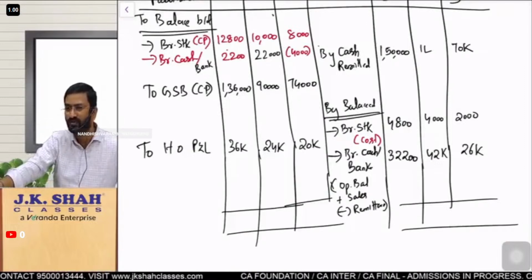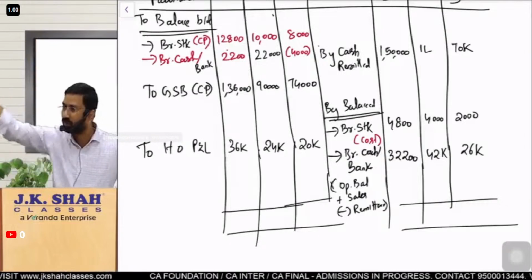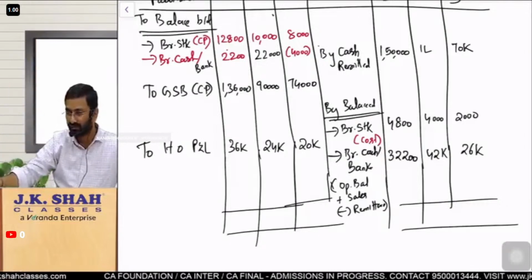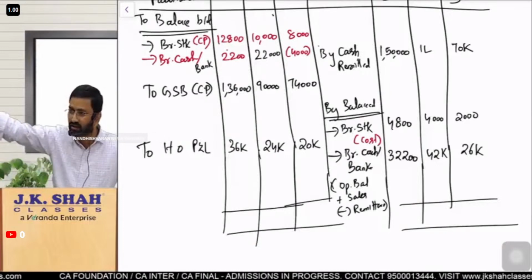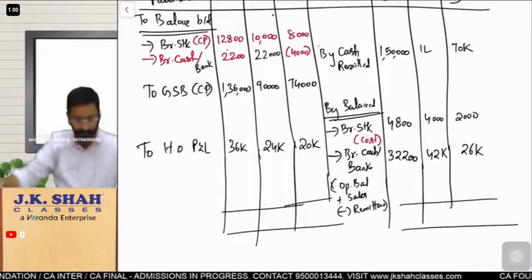Because if you don't know GP ratio, gone. You cannot do the trading account, and if you don't know trading account, you cannot do branch account. Because from trading account, everything is recorded here also at cost. For everything you need GP ratio.